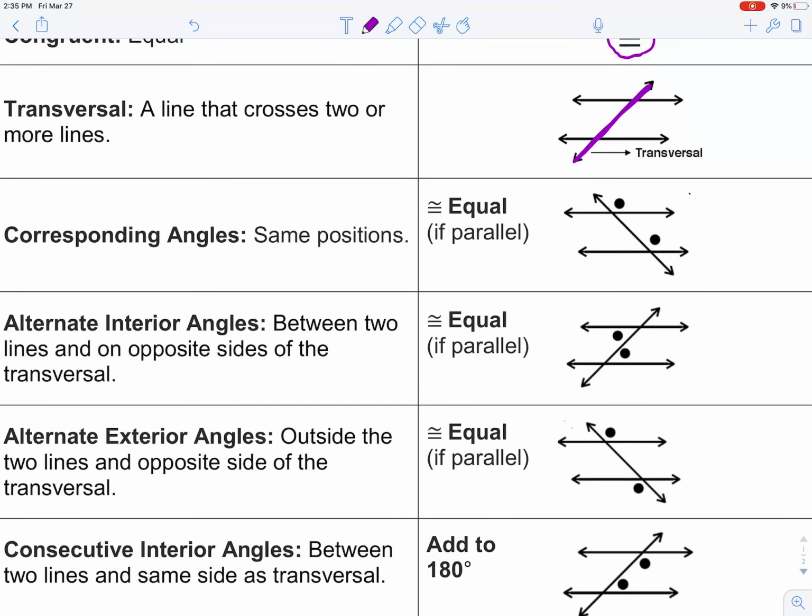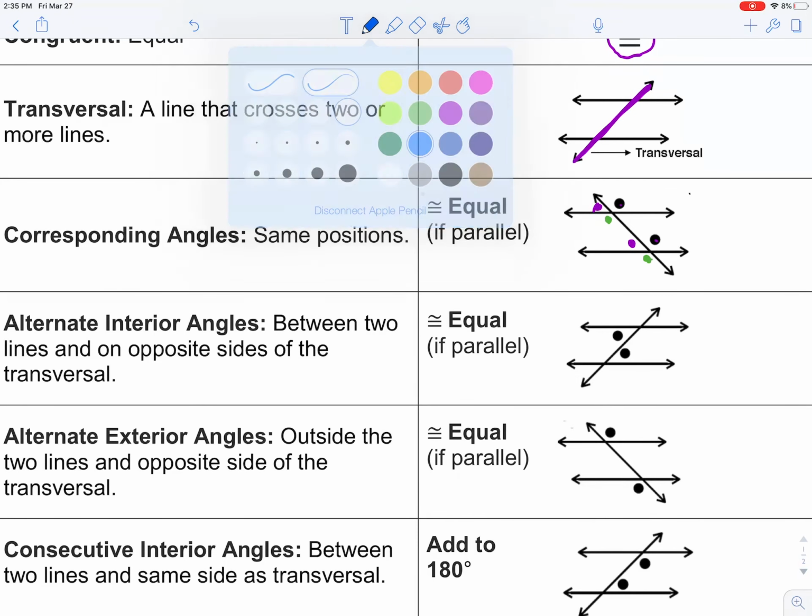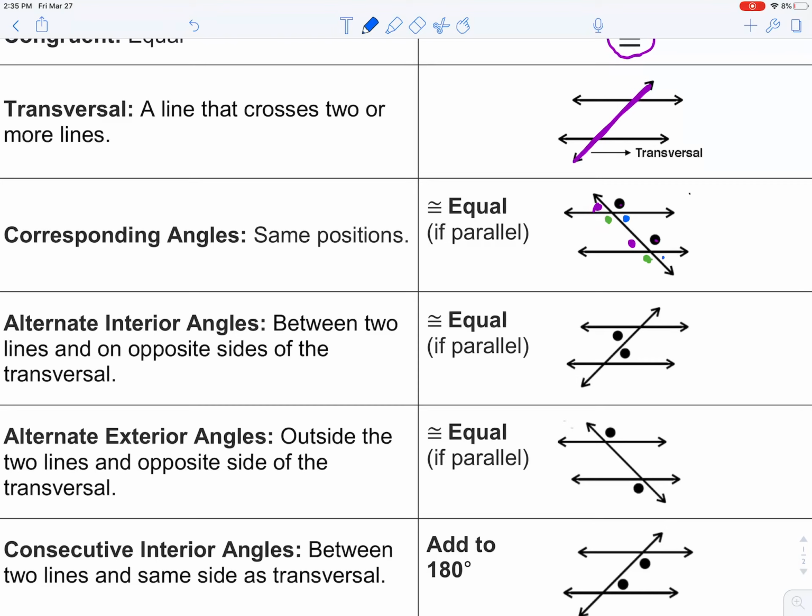Corresponding angles, those really mean the same position. So in our diagram, you have the two black dots here. I'm going to do some more corresponding angles. This purple angle and this purple angle are also corresponding. Here's another set, these two green angles. And then here's the last set, these two blue angles. Those are all corresponding angles, and they are equal if these two lines are parallel.